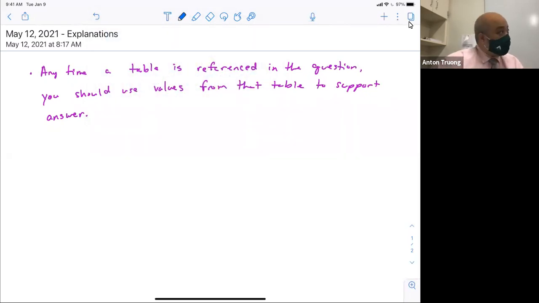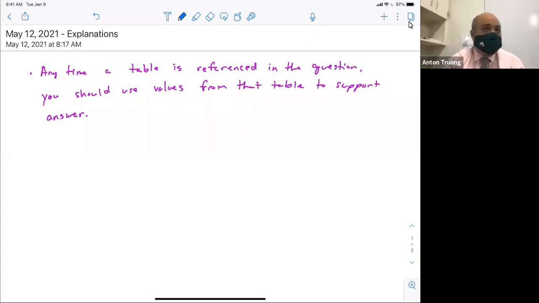Yes. Is there a difference between referencing XYZ versus using? No, I don't believe so. Well, I guess, okay. I think sometimes when they say using, that's usually a calculation question, and when they say reference, that's usually an explanation question.